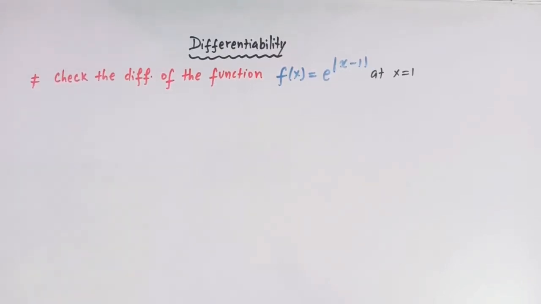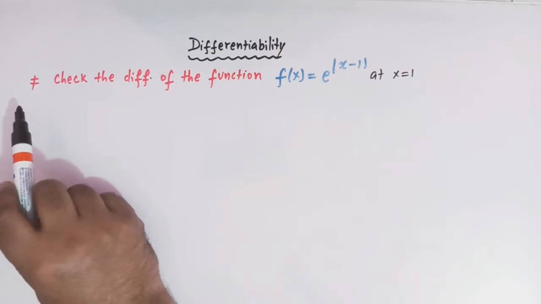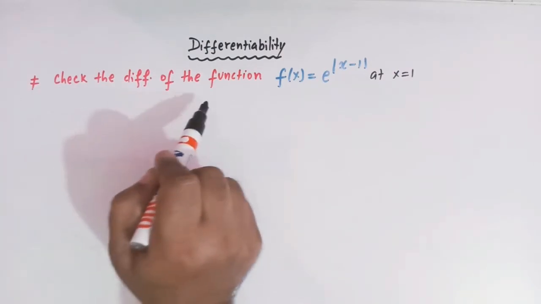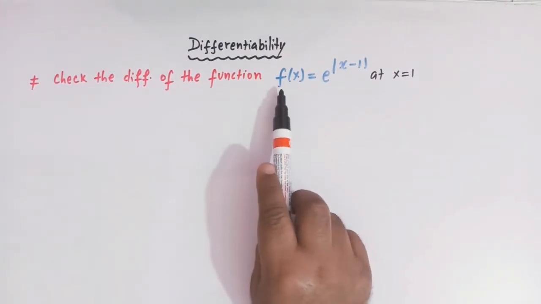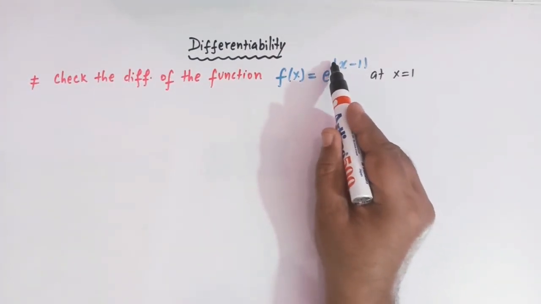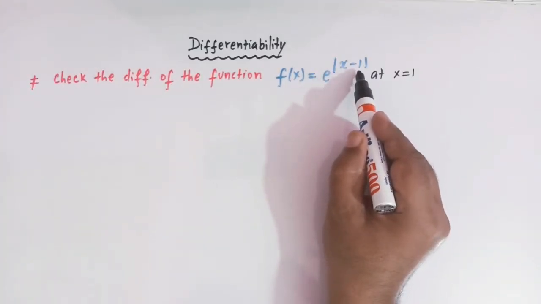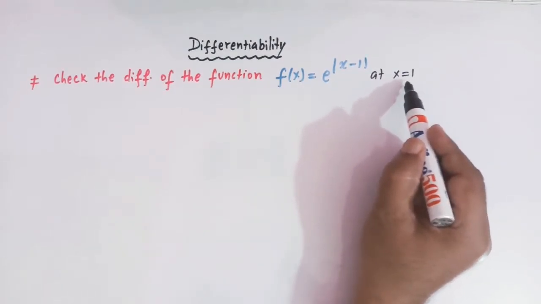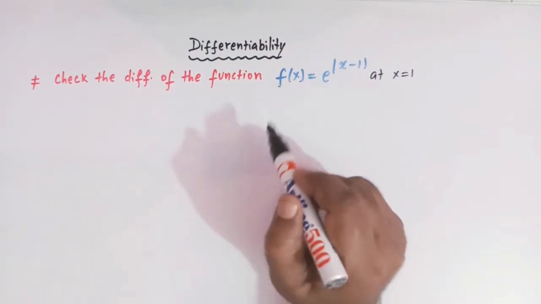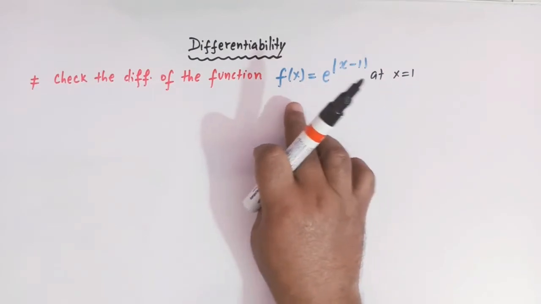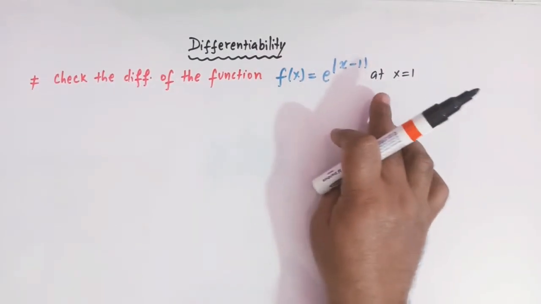Hello viewers, in today's class we are going to discuss yet another important and very conceptual problem from differentiability of a function. Here we have to check the differentiability of this function, that is f of x is equal to e raised to mod of x minus 1 at x is equal to 1. We have to prove whether this function is differentiable or not at x is equal to 1.